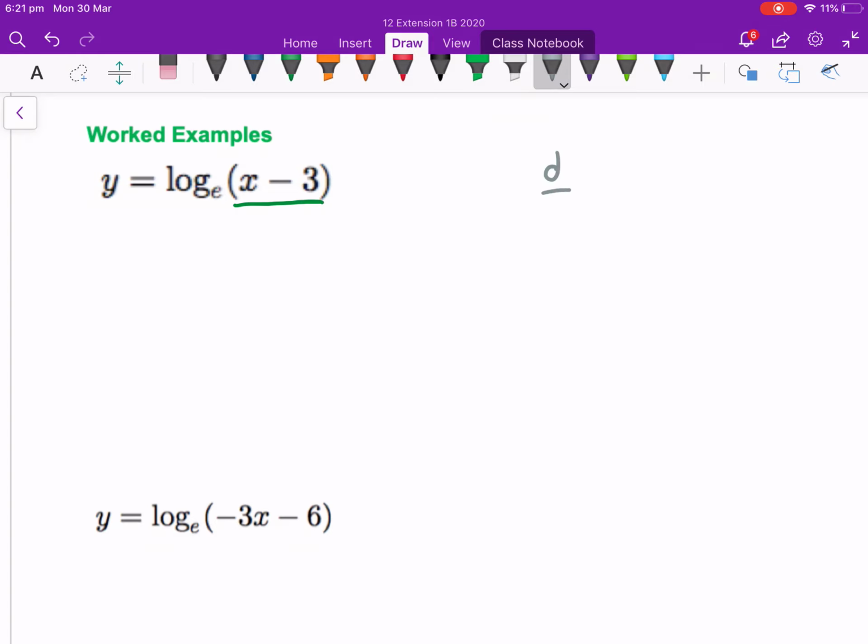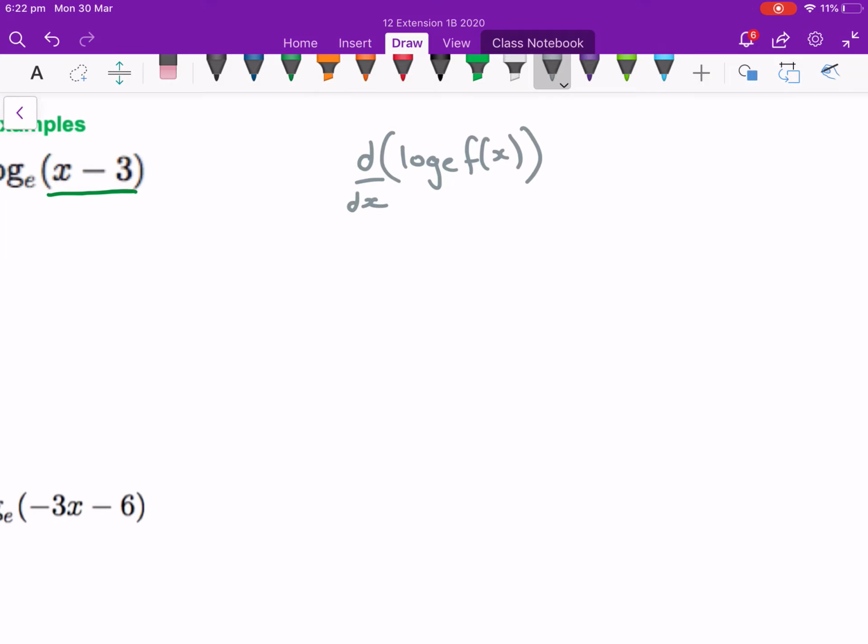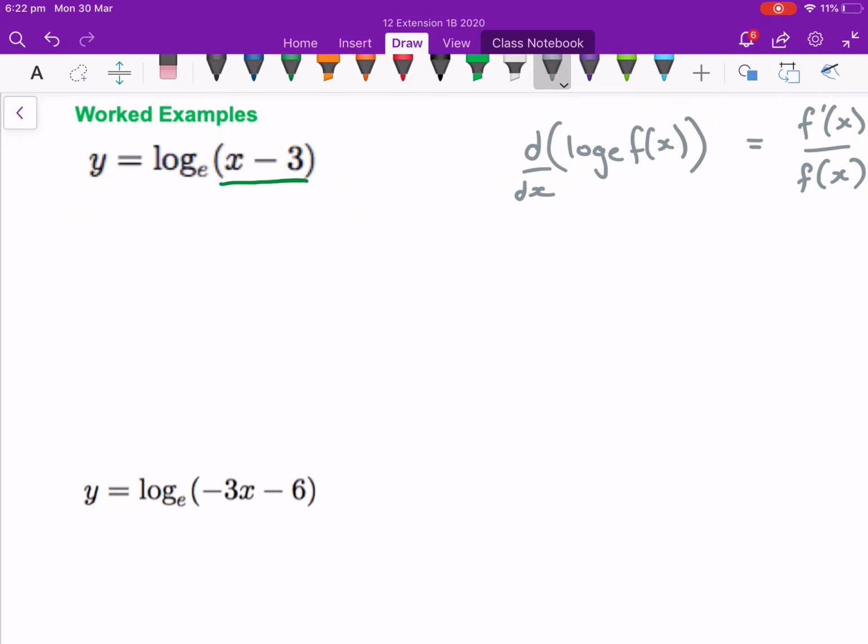If you differentiate log to base e of f of x, what we end up with is f dash of x on f of x. So it's important that we identify what f of x is in this instance. Well, f of x is equal to x minus 3, and f dash of x, therefore, if we differentiate x minus 3, we end up with 1.